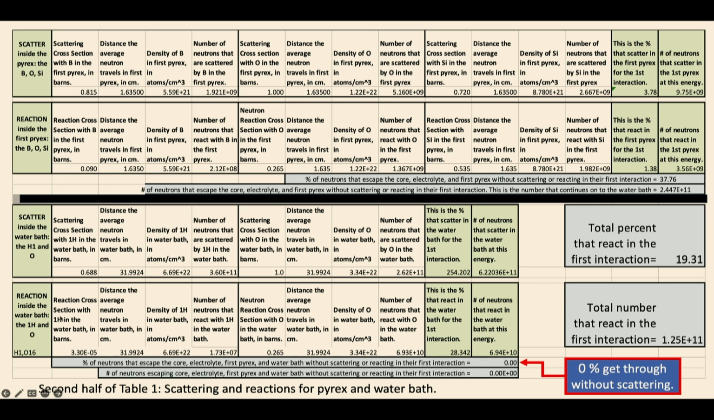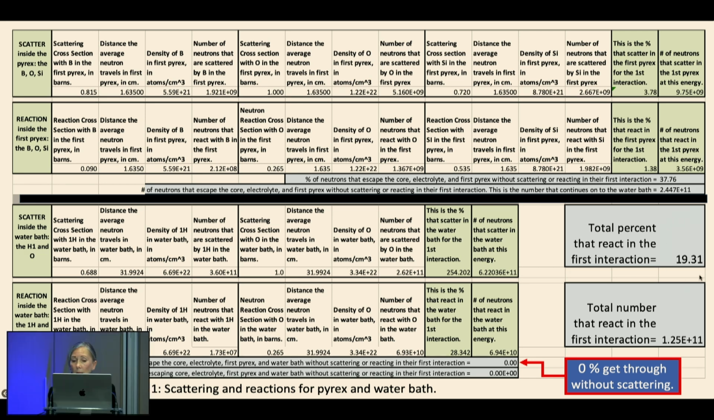As you can see in blue here at the bottom right, 0% escape the water bath. In other words, 0% go inside that second glass beaker surrounding the water bath for this first interaction. Furthermore, a full 19.3% of the original amount of neutrons have reacted just during this first transit through the apparatus. They are no longer neutrons in the apparatus, they've reacted.